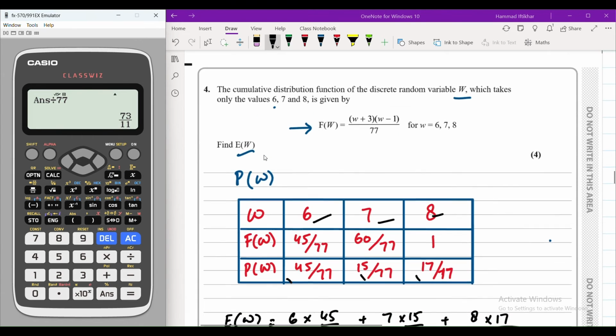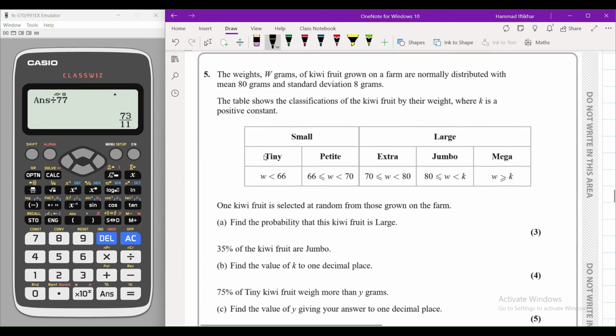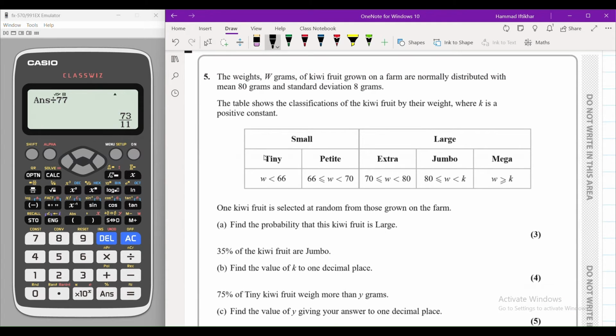Okay, all right. Moving on to question number 5. The weights W grams of kiwi fruit grown on a farm are normally distributed with mean 80 grams and standard deviation 8 grams. So W is normally distributed, 80, 8 squared. The table shows the classifications of kiwi fruit by their weight, where k is a positive constant. So small, large, right, okay.